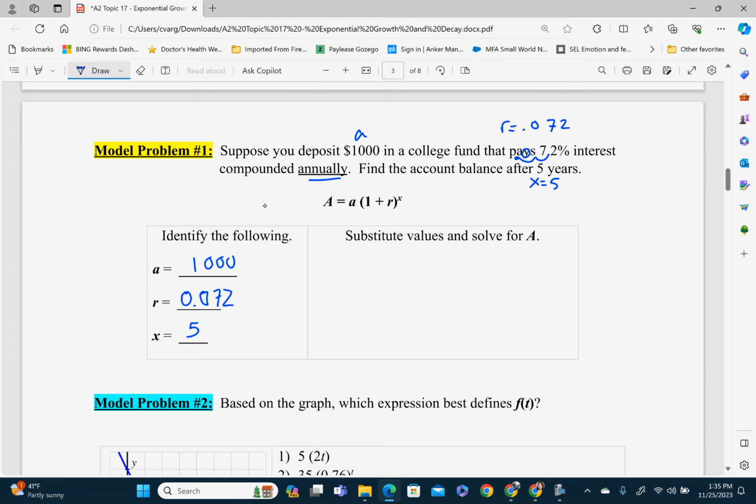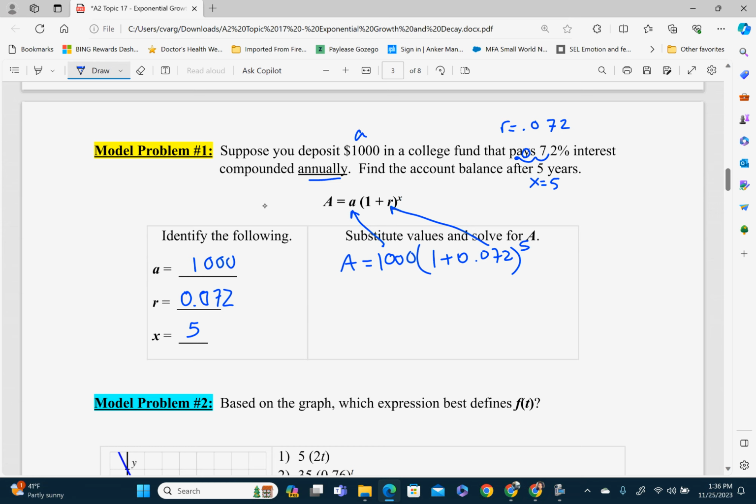So now we're just going to go ahead and plug the numbers into this. A equals, the amount that we have after 5 years is going to equal our starting amount, which is 1,000. And all I'm doing is plugging numbers in here. Parentheses 1 plus r, which is 0.072, and we're raising it to x equals 5. So I'm putting a fifth power here.